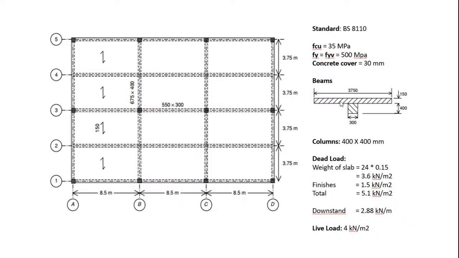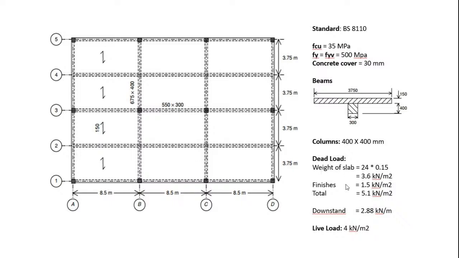This is the tributary area of the beam that we are concerned with. It will take 750, half this way and half that way, which will give us this distance again. The breadth of the beam, b, is 300, the downstand is 400, and the thickness of the slab is 150. The columns will be 400 by 400.